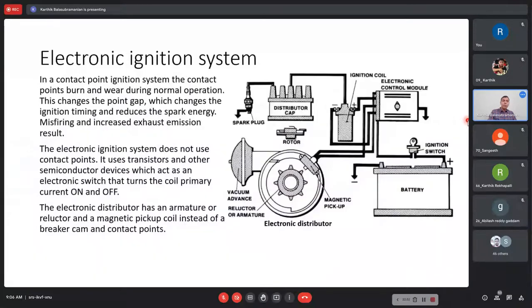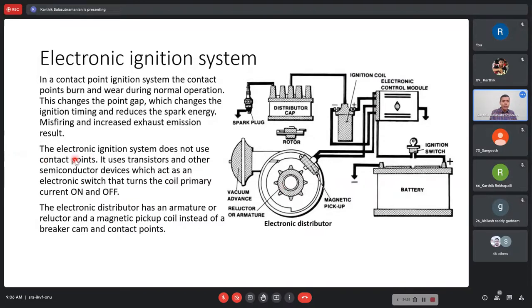Yeah. So moving on to electronic ignition system. In electronic ignition system, it's exactly the same as the battery ignition system. Here also you have the battery, right? But then the distributor is an electronic distributor, right? The contact breaker, making and breaking the contact, happens by the electronic.